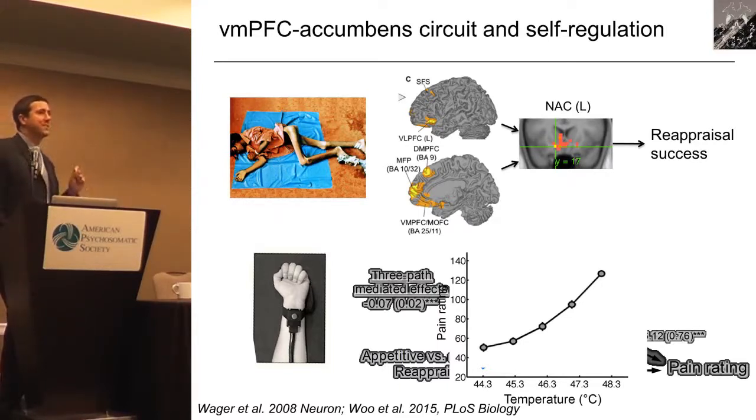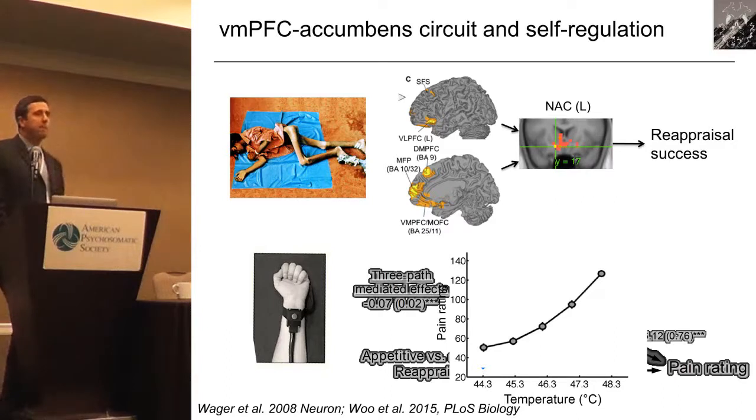to reappraisal success, which means if you have to look at a picture like this one and reframe it and say, this is not so bad, this is not real, it's a movie set, it's just a prop. Yeah, I don't feel so bad, right? The more people are able to do that, the greater they show activity in this pathway. So that's individual differences. When people are reappraising pain, they're either imagining that it's burning, bubbling, horrible, and the pain goes up in yellow, or they're imagining it's like a warm blanket on a cool day, and the pain goes down, that they report, and that's the blue line there.